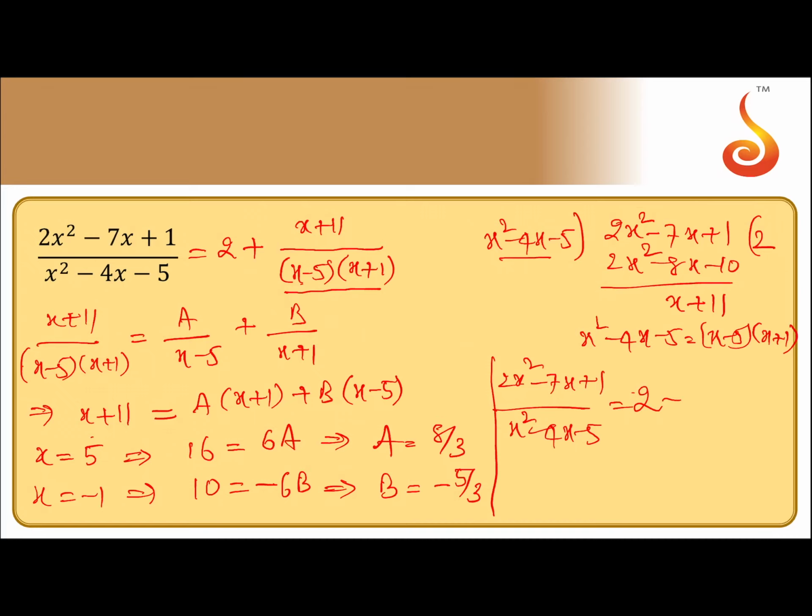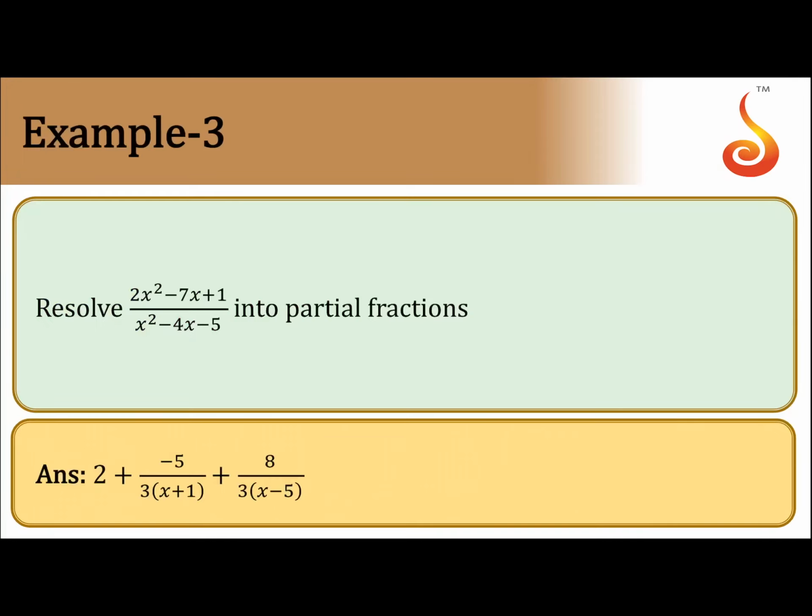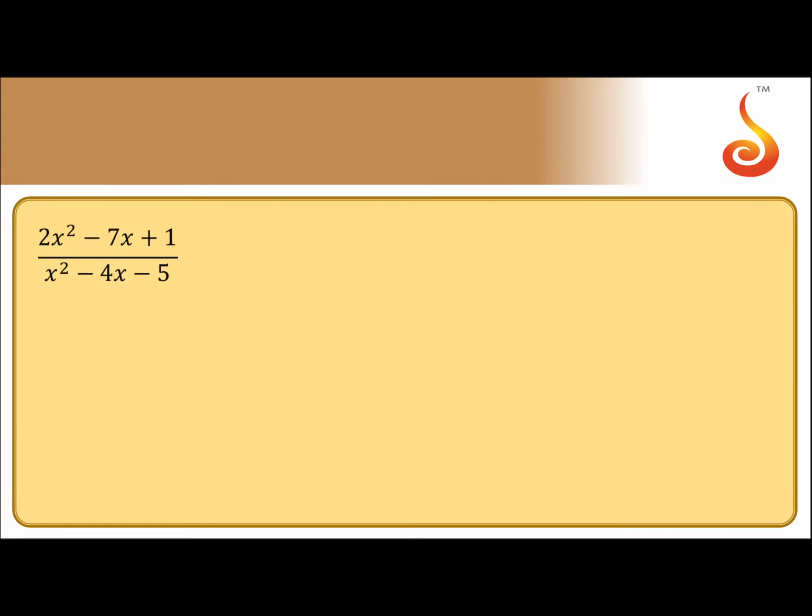A is 8/3. So 8/3 times 1/(x − 5) minus 5/3 times 1/(x + 1). Okay, the solution is 2 + (8/3)/(x − 5) + (−5/3)/(x + 1). As I told you, we shall proceed now in the objective way.